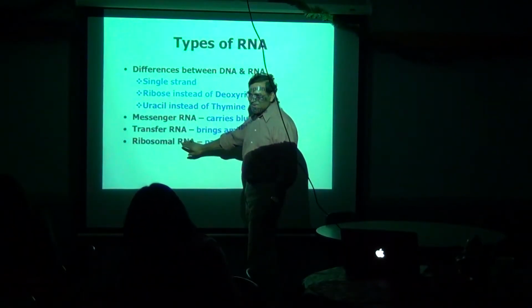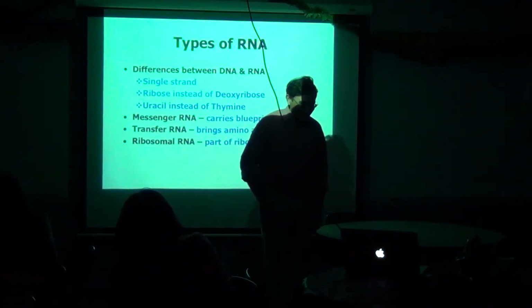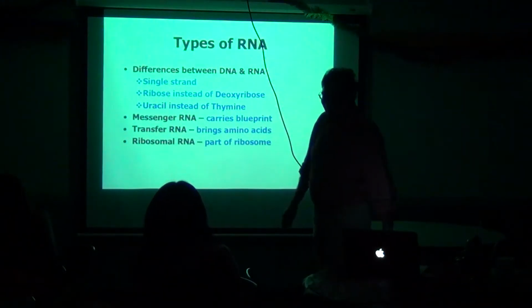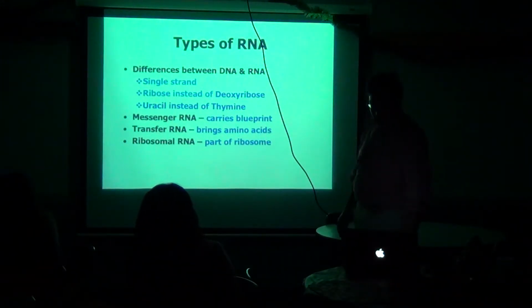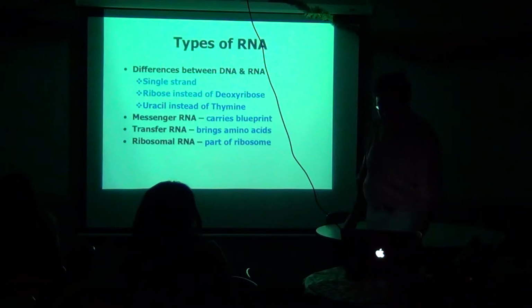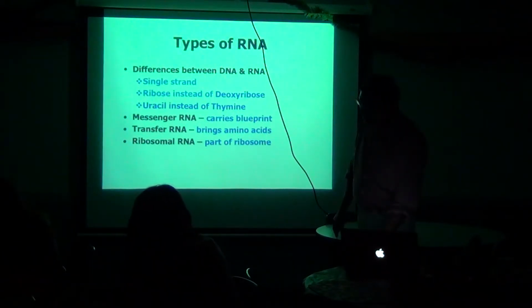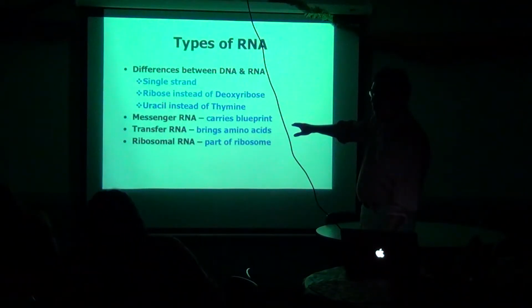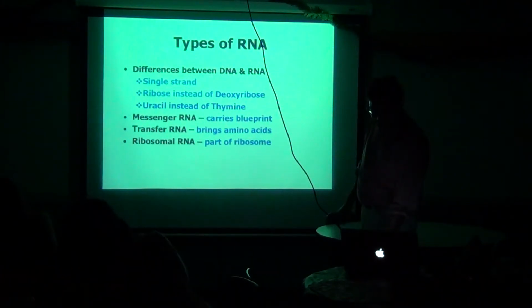Good. What about ribosomal RNA? Where is ribosomal RNA found? Ribosomes. Part of the ribosome. They carry out very important catalytic function in the ribosome. Okay. So those are the different types of RNA you need to know. You need to know mRNA, tRNA, and ribosomal RNA.